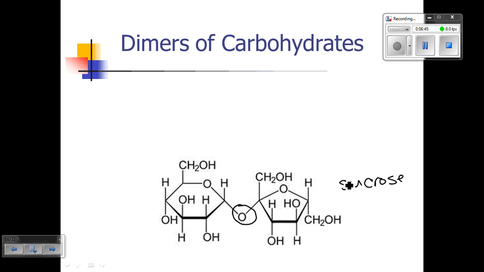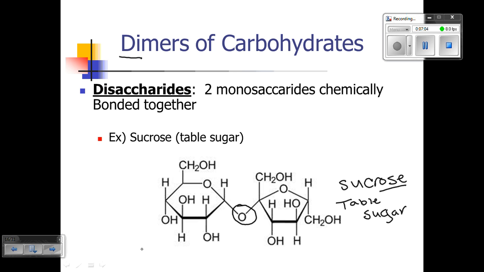There's that OSE again, okay, which is basically another name for table sugar. So what you put on the table in the morning when you're eating breakfast and eating cereal, and you put it on your cereal, that's table sugar or sucrose. So disaccharides are two monosaccharides that are chemically bonded together. So here's that chemical bond. And an example is sucrose, table sugar.